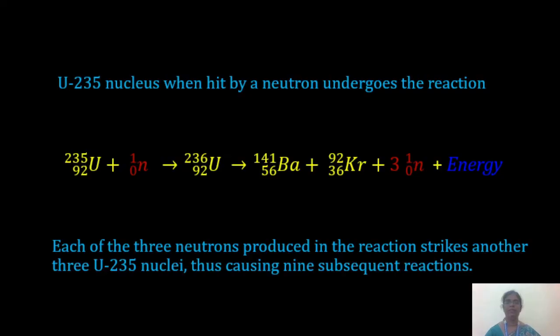The fuel element uranium 235 nucleus, when hit by a neutron, undergoes the following reaction. Uranium 235 hit by one neutron forms a uranium 236 compound nucleus, which undergoes a fission reaction into two smaller nuclei, barium and krypton, along with three neutrons and a tremendous amount of energy. Each of the three neutrons formed in this step strikes another three uranium 235 nuclei, thus causing nine subsequent reactions.